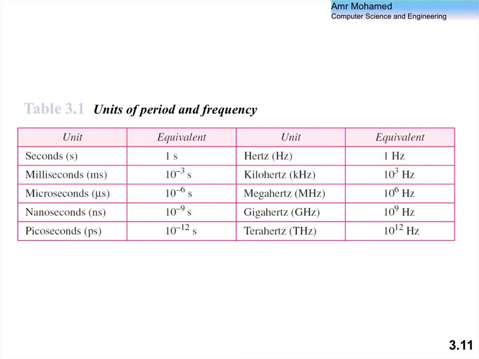So when it comes to frequency, it's hertz. And as we have discussed before, it's actually the inverse of this. So we also have kilohertz, which is 10 to the power 3, and we have megahertz, and we have gigahertz, and we have terahertz. So tera here corresponds to pico, but the exponent is positive in that case, not negative.